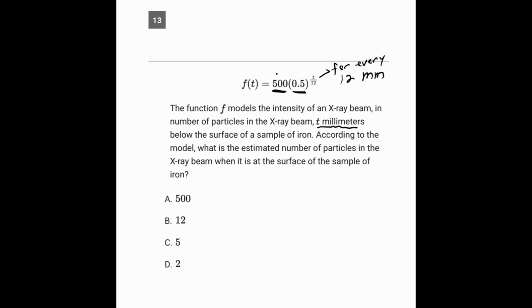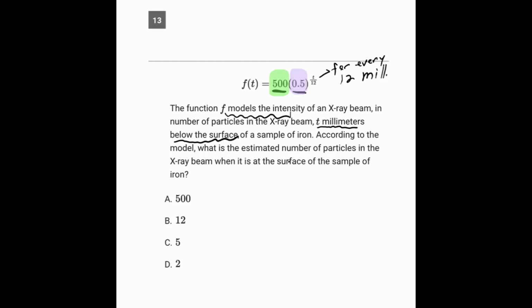So it's starting at, well, first of all, F is the intensity. So it's starting at an intensity of 500. The intensity gets multiplied by 1/2. So you get half the intensity. And that happens once it goes down by half for every 12 millimeters in depth, every 12 millimeters below the surface.